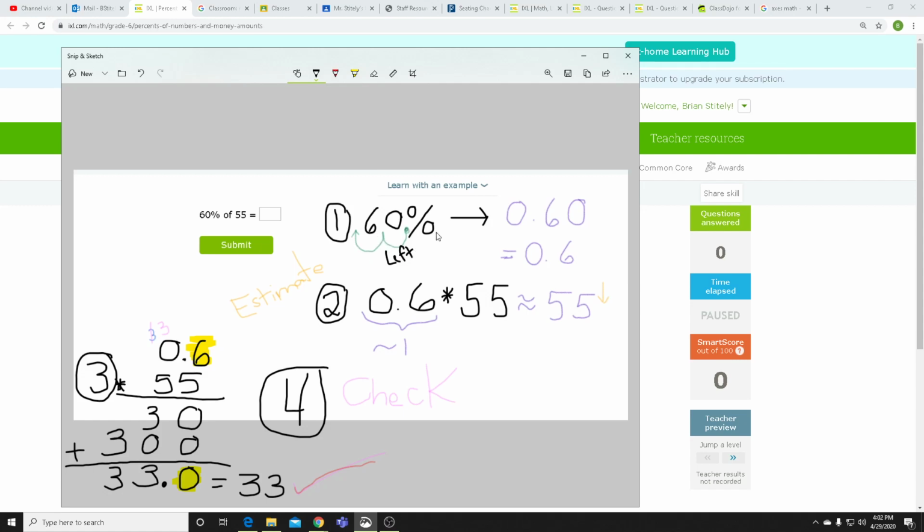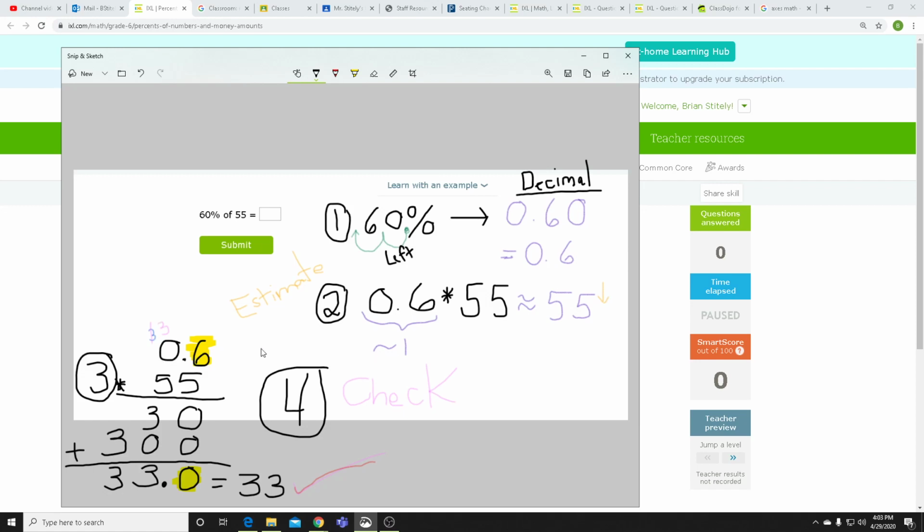1, 2. That gave us 0.6 or 0.60. Same thing. That's 60% as a decimal. So this is decimal form. And step 2, we took our estimate. We said 0.6 times 55. Well, 0.6 is pretty close to 1. 1 times 55 we know is 55. So this is going to be less than 55, but pretty close.